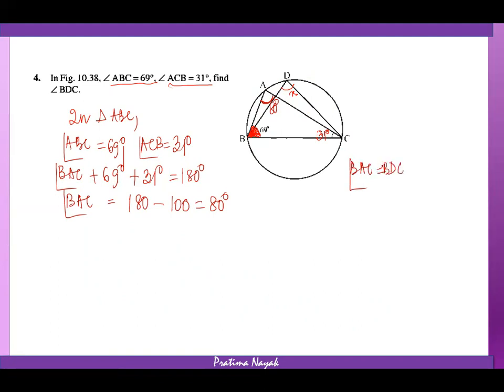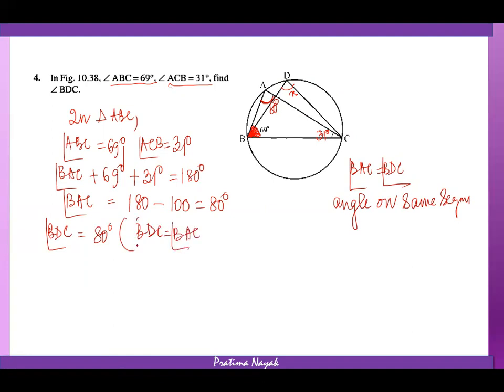Which logic? Angle on same segment. What is the segment? Segment is BC. So I'll write here. So BDC is equal to 80 degree. Why? BDC is equal to BAC, angle on same segment BC.